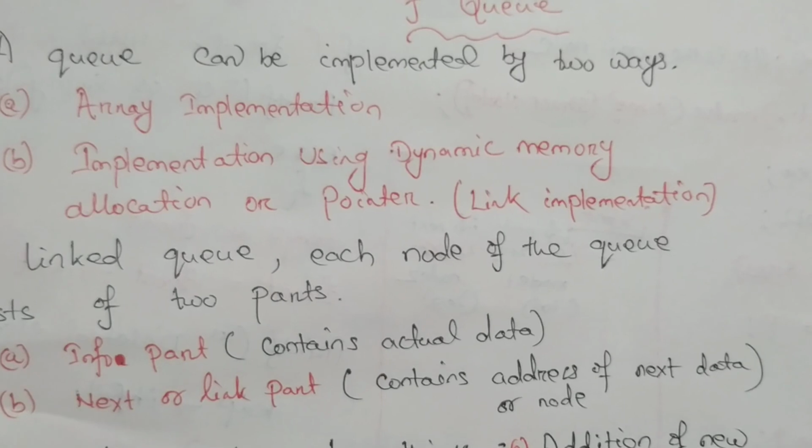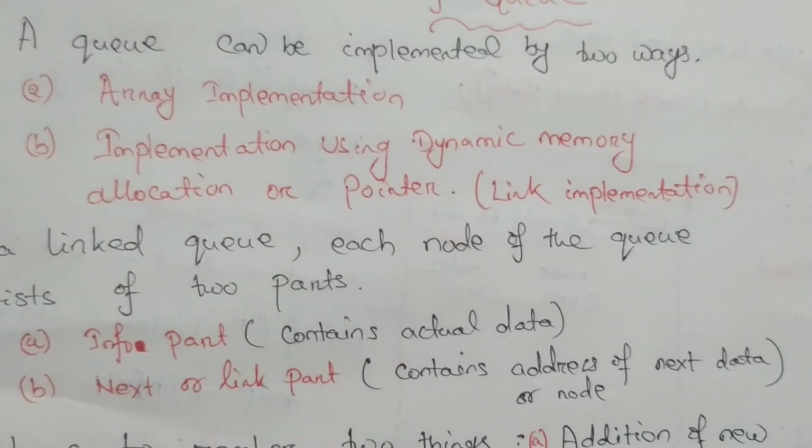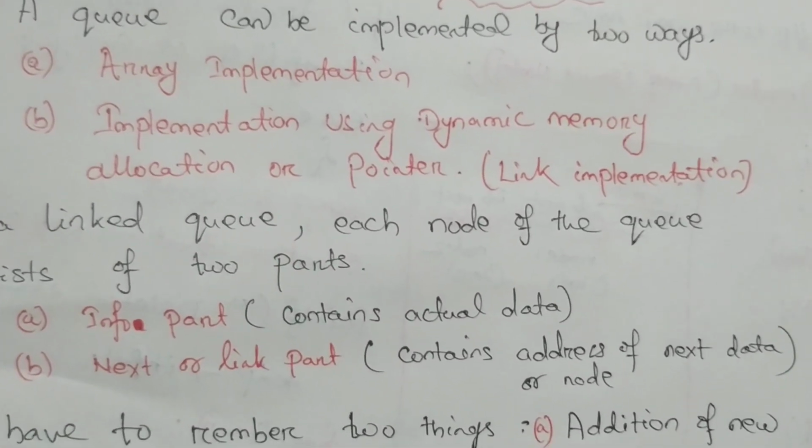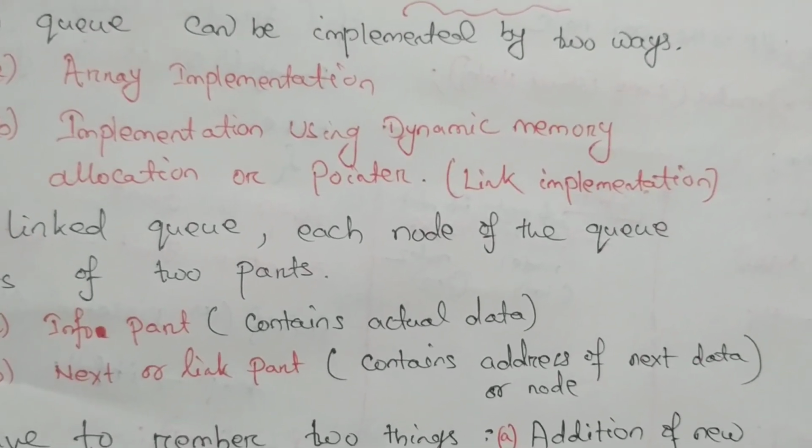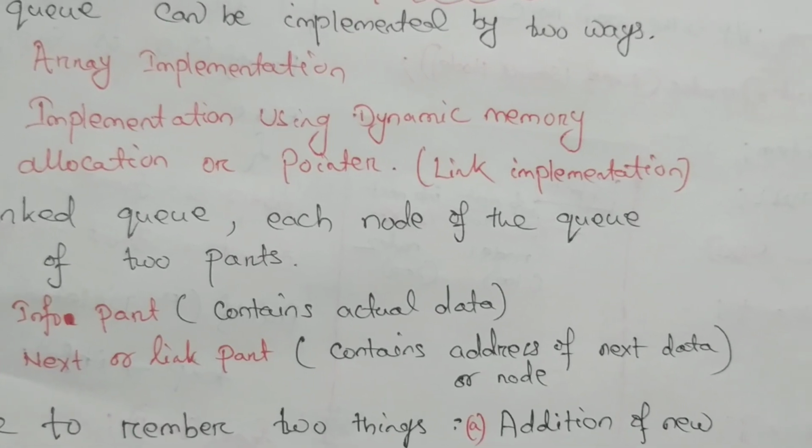In a linked queue, each node of the queue consists of two parts, like a linked list. One is the info part, which contains the actual data, and the other is the next or link part, which contains the address of the next node.